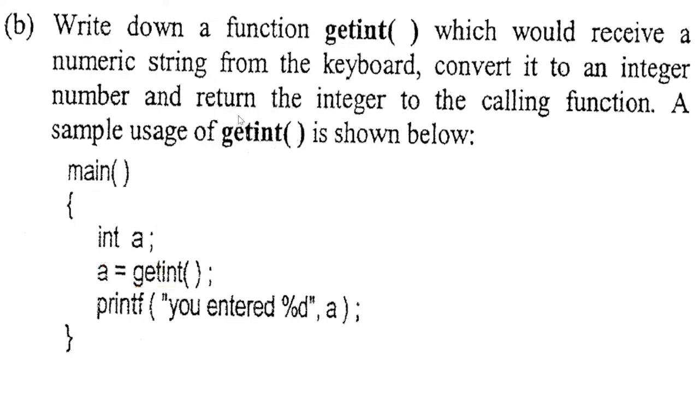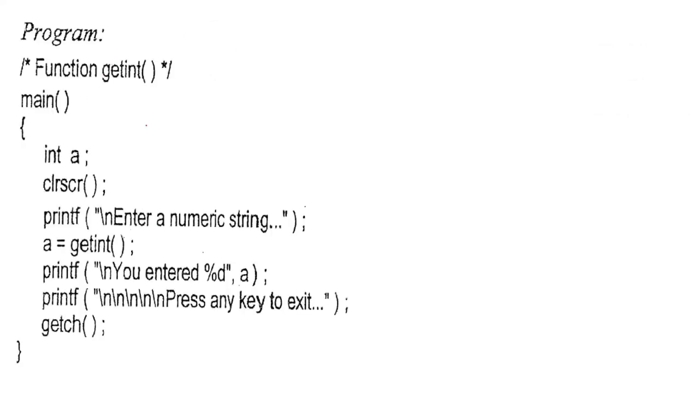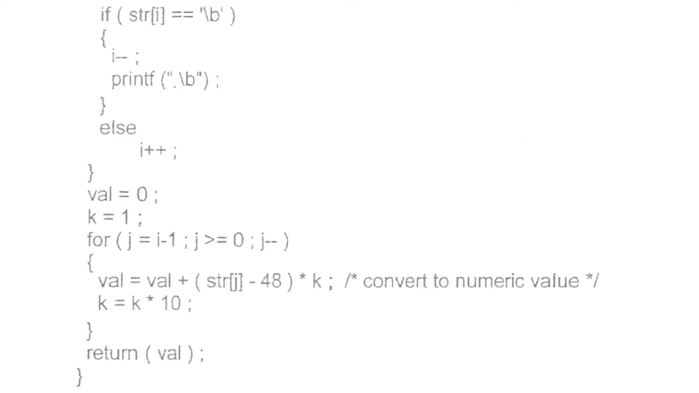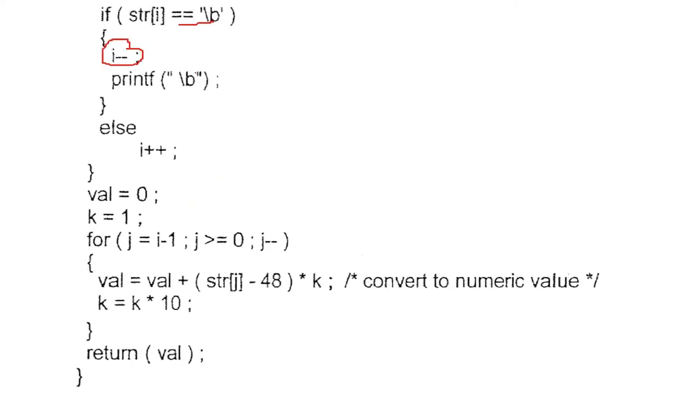So what we're going to do here is, we have basically this function we are interested in. We'll ask for a numeric string. If this getInt returns, we transfer it to a and just print it. What getInt does is, we have taken a character string here and we are restricting it to 5. Every time we take one character input from the keyboard, if it is \r, we put \0 and we break. Otherwise, if it is \b, we have to go back, so i--, and we just print \b. Otherwise, we say i++.